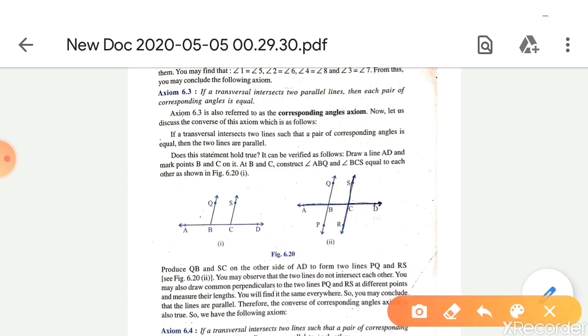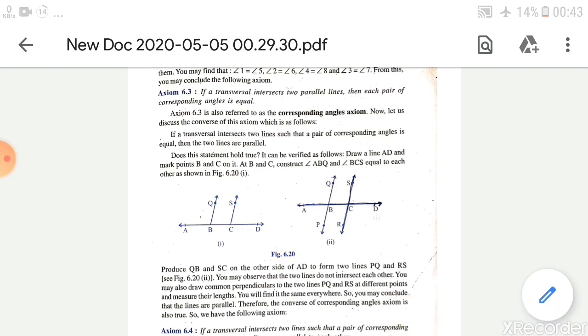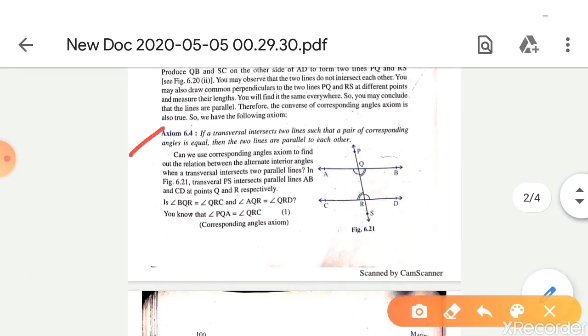Again you see this angle and this angle will be corresponding, so it is also equal. This angle and this angle will also be equal. Again this angle and this angle will be corresponding, and this is also equal. Okay. So now you see axiom 6.4. This is just the reverse of axiom 6.3.